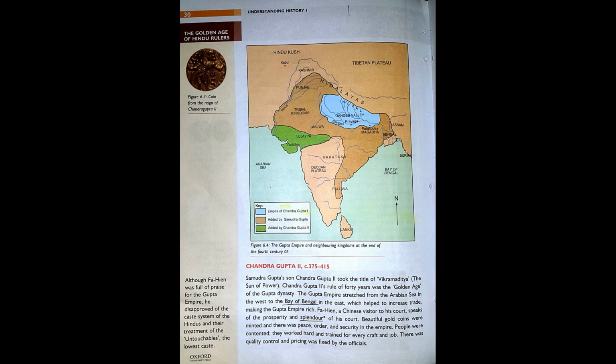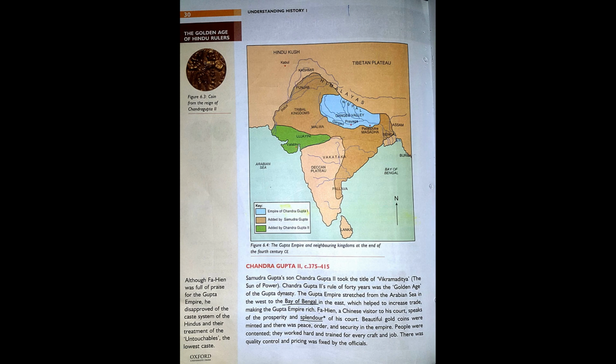So in his reign, trade flourished and he had a rich empire. Fahian, a Chinese visitor to his court, speaks of the prosperity and splendor of his court. Beautiful gold coins were minted and there was peace, order and security in the empire. People were contented. They worked hard and trained for every craft and job. There was quality control and pricing was fixed by the officials.